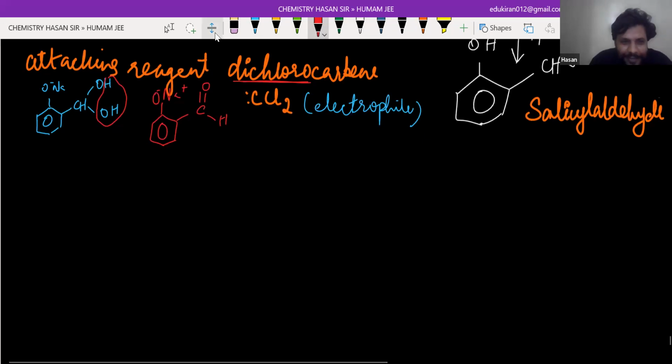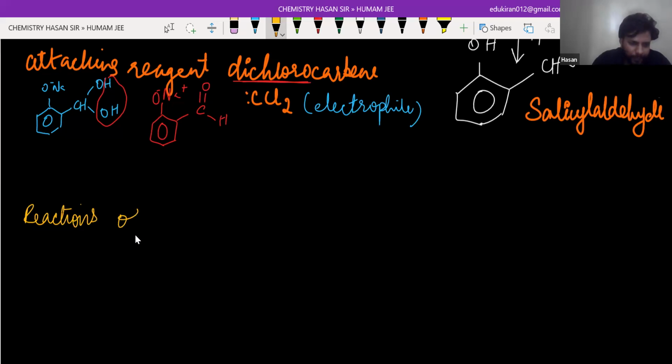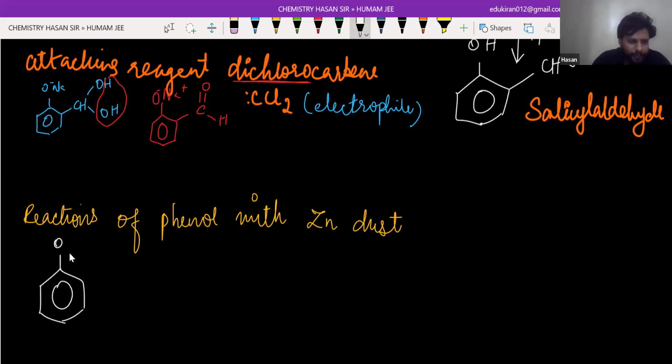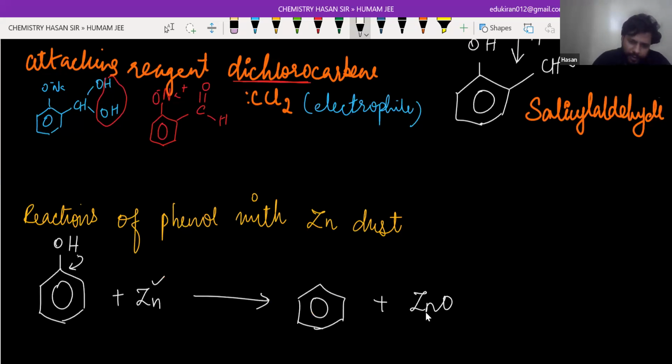Hey, next section is very important. That is reactions of phenol with zinc dust. If you are going to react this phenol with zinc dust, zinc will reduce this. Zn will take oxygen and hydrogen will be with this ring, so it becomes benzene, and ZnO will be out.